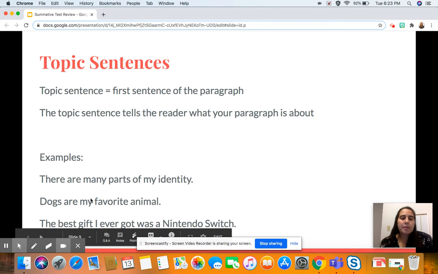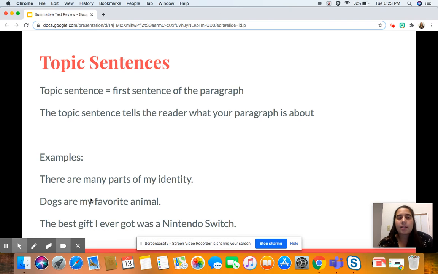And then the last thing we've been talking about is our topic sentences. Remember, a topic sentence is the first sentence of your paragraph. A topic sentence tells the readers what your paragraph is about. It is kind of like introducing your reader to what your paragraph's about. Just like the title of a book tells the person what the book's about, the first sentence of your paragraph tells you what the rest of the paragraph's about.